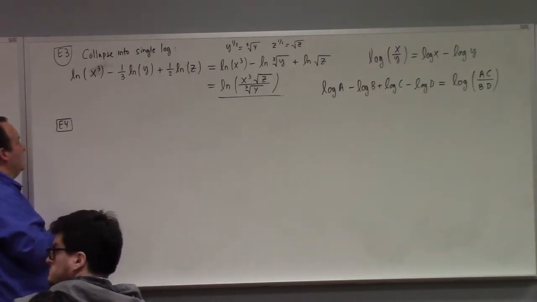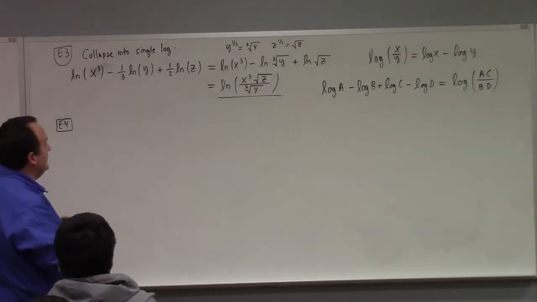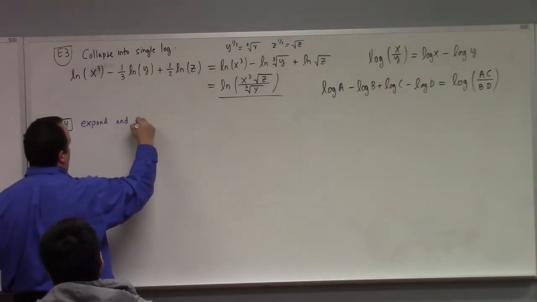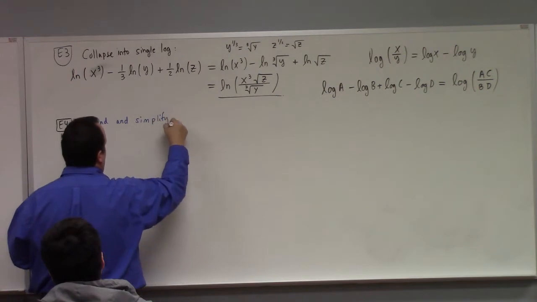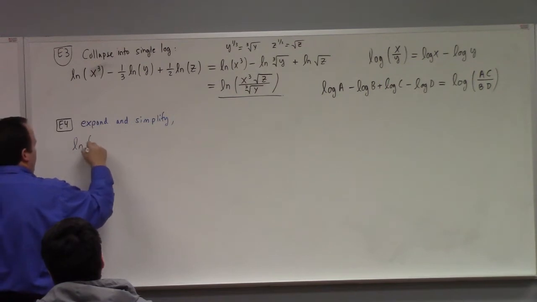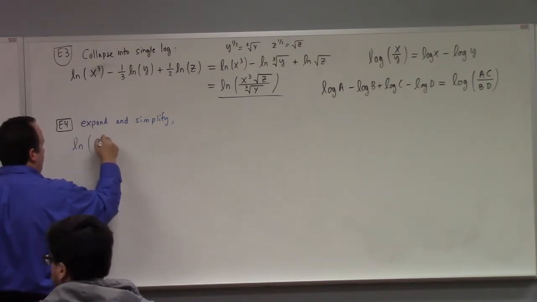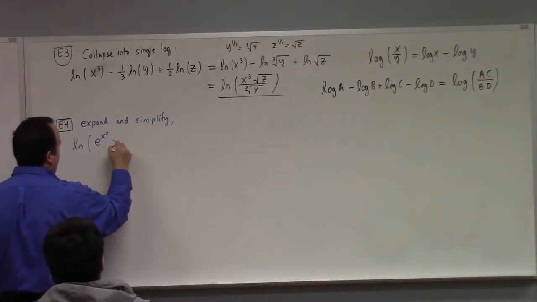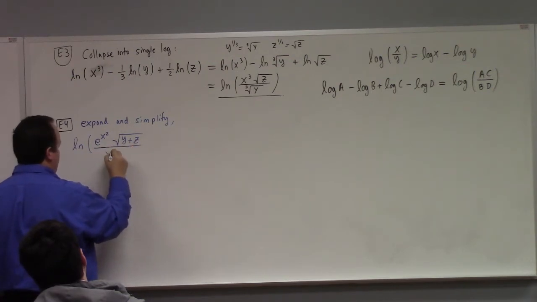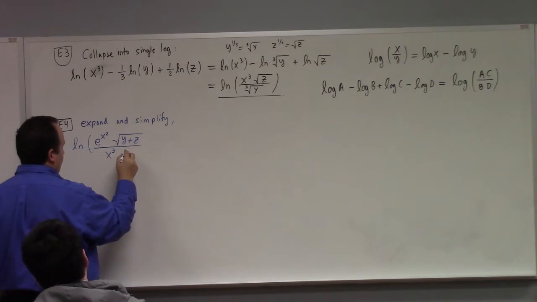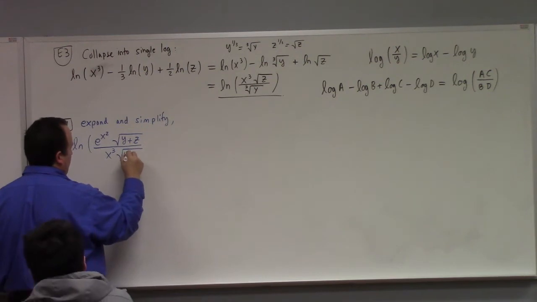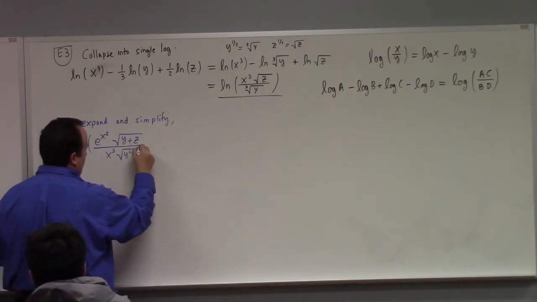Okay, so my next example here will be to, instead of collapse, expand and simplify. All right, so we could face something like natural log of e to the x squared times the square root of y plus z, divided by x cubed, you know, square root of y squared plus 7 there. That's weird enough. Let's chew on this for a bit.